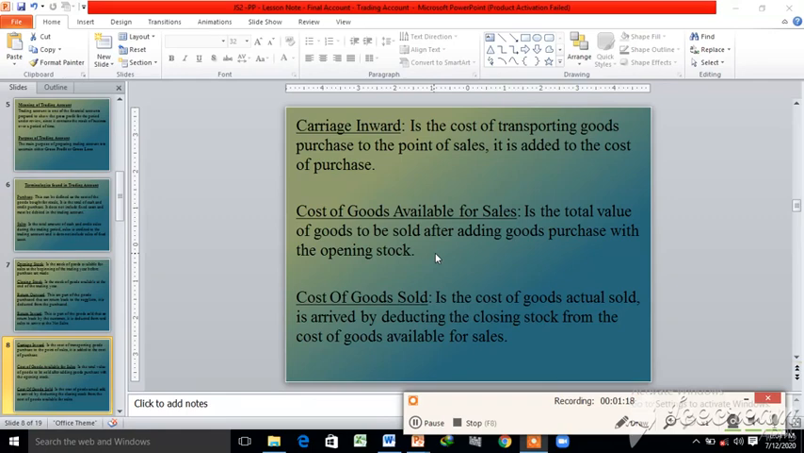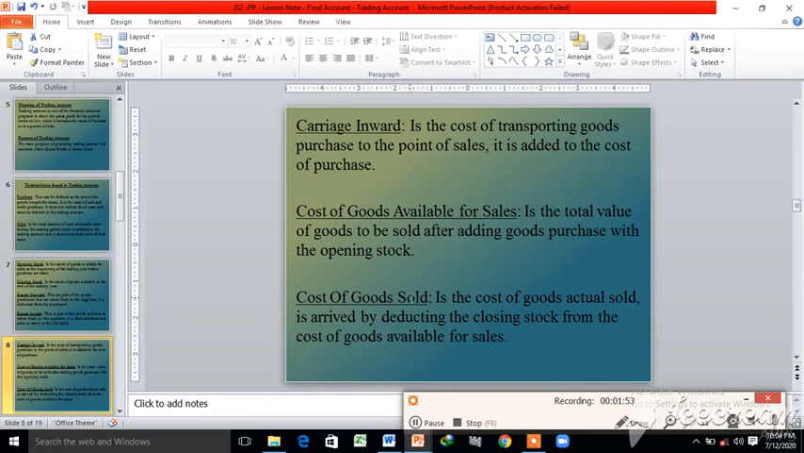So what we're saying is that we have the stock at the beginning of the year, so we have our purchases, then less return outwards, then carriage inwards. So what we have will be added to the stock at the beginning of the year, which is the opening stock. Then we have the cost of goods available for sales. Then the COGS. COGS simply means cost of goods sold.